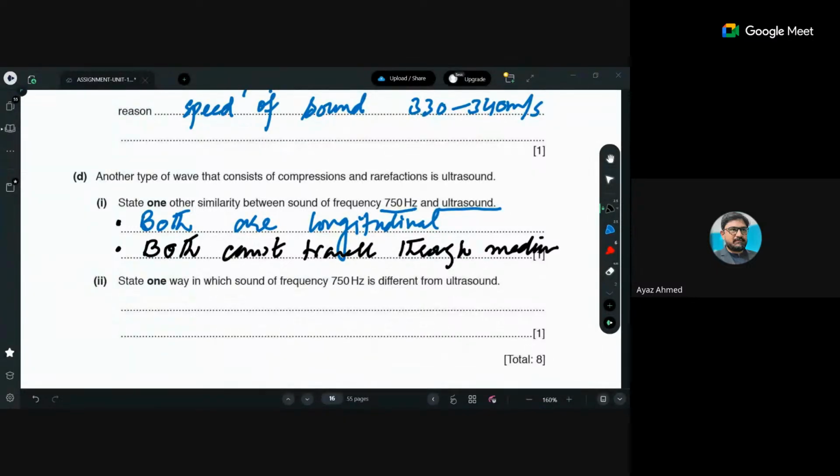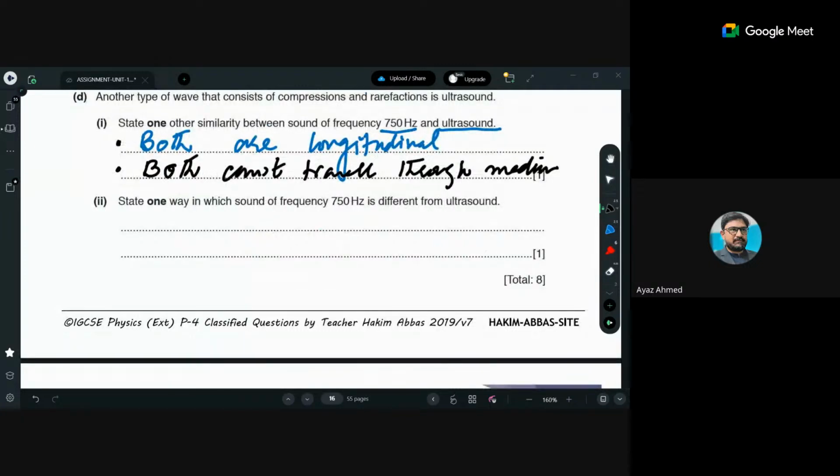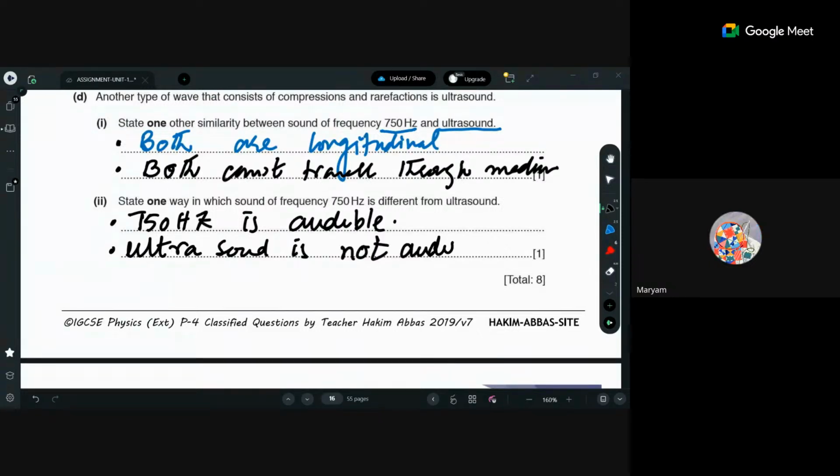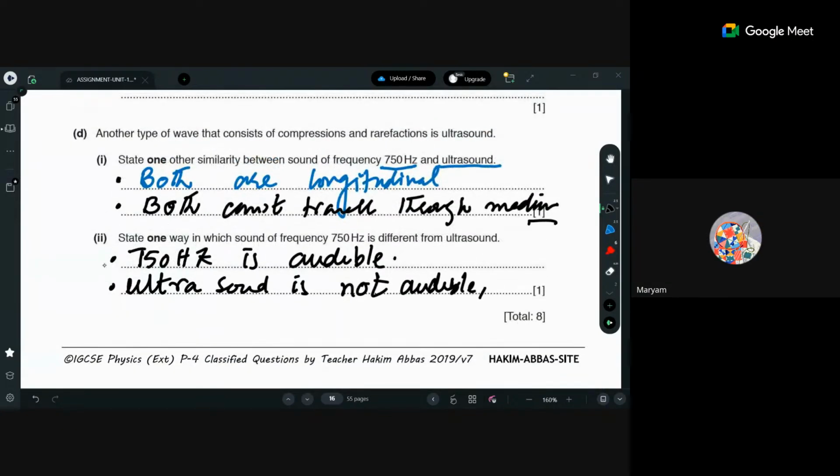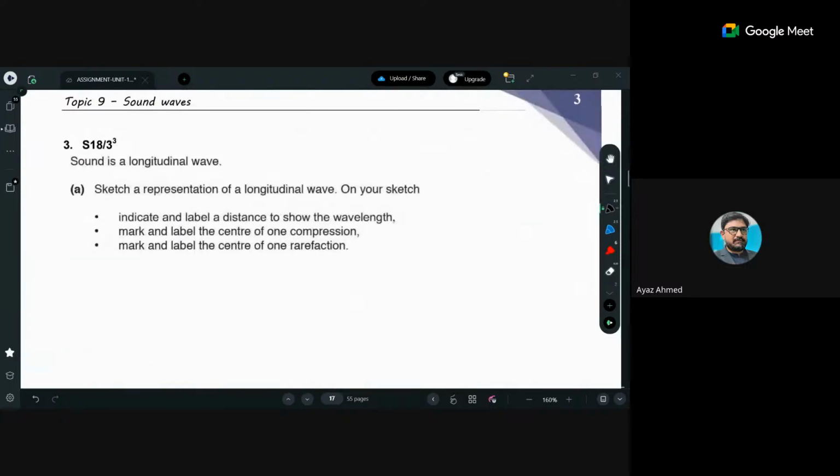The next is your difference. In sound, frequency is different from ultrasound. 750 hertz is audible, and the other one, ultrasound, is not audible. Do you get two separate marks for this? No, one mark. So 750 hertz is audible. That's it. It's not a big deal.